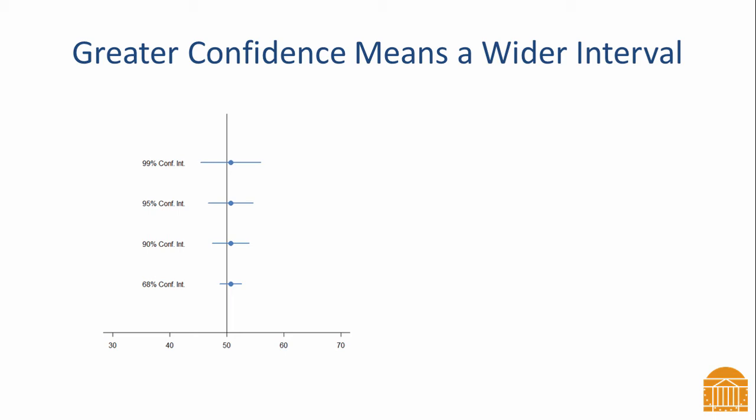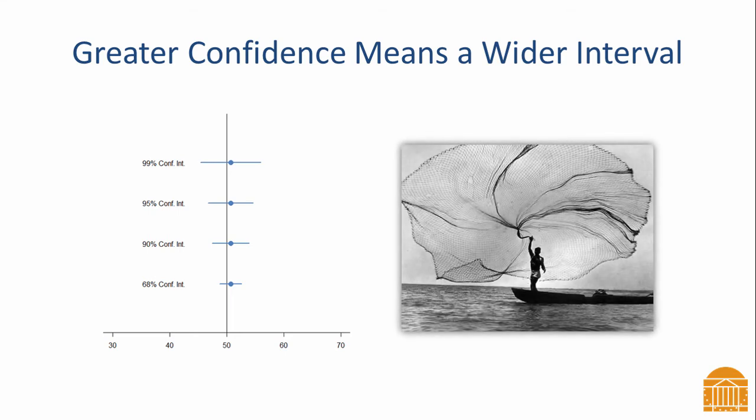This effect may seem counterintuitive. You may think the interval should get more precise as the confidence level increases, but it doesn't. The interval gets wider as the confidence level increases. Think of it as fishing with a net. The bigger the net, the greater the confidence in catching a fish.